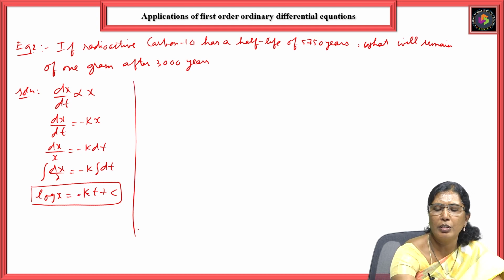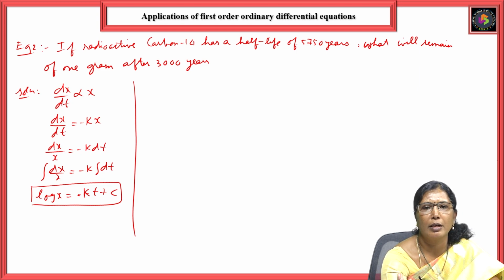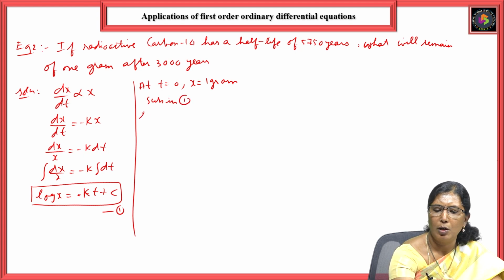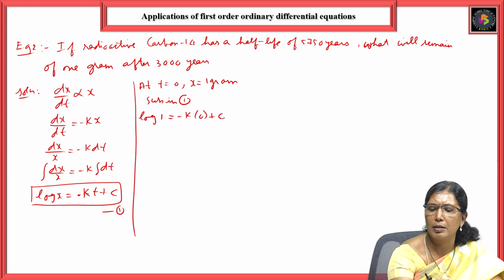Now initially we take the amount of radioactive carbon-14 as 1 gram. At t is equal to 0, x, the amount, is 1 gram. Substituting in this equation, what do you get? Log 1 is equal to minus k into 0 plus c. So 0 is equal to c. Log 1 is nothing but 0. So we got the c value, which is 0.